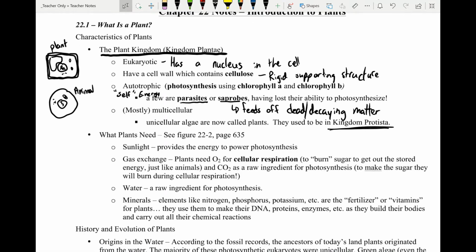Alright, what plants need? So, a couple of things. They need sunlight. This is for photosynthesis. So, we've all seen that poster or picture of the sunlight coming in, plants producing energy, and then using it. Next up, they need some sort of gas exchange, so they need oxygen for cellular respiration.